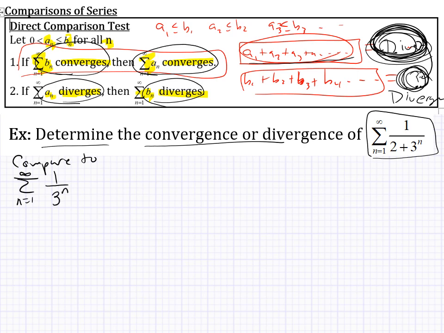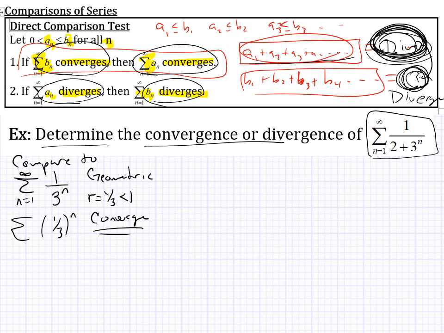I know that this one is geometric, where r is a third, because I could write this as 1/3 to the n. So if r is a third, that's less than 1. You have to go back and remember, okay, when r is less than 1, what does that mean? What that tells me is that this is going to converge.